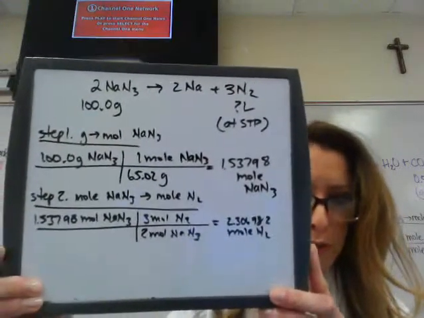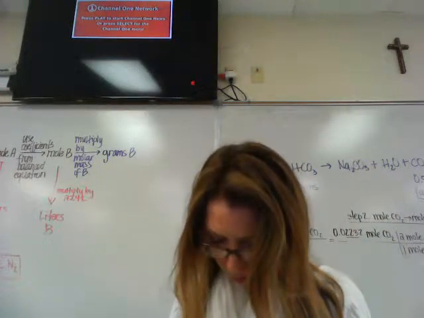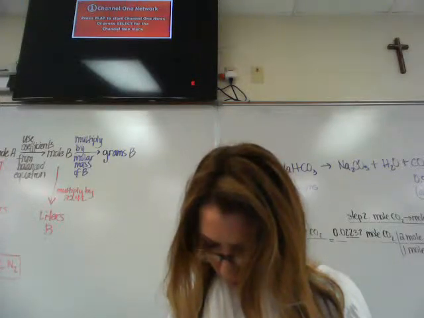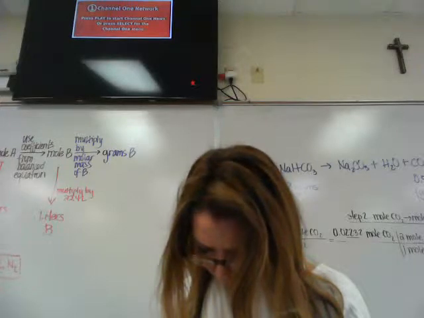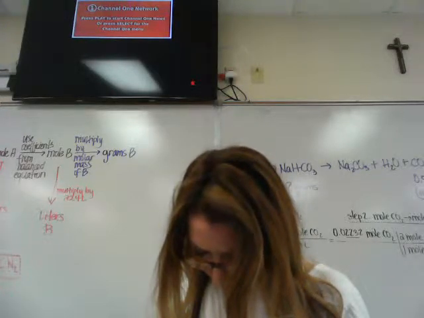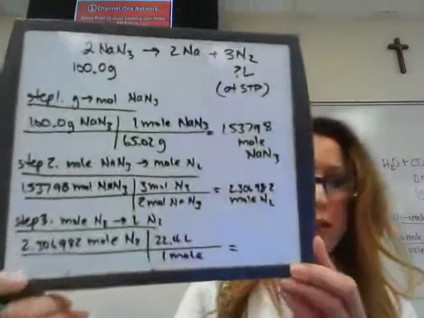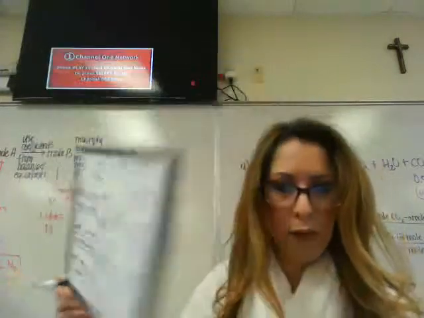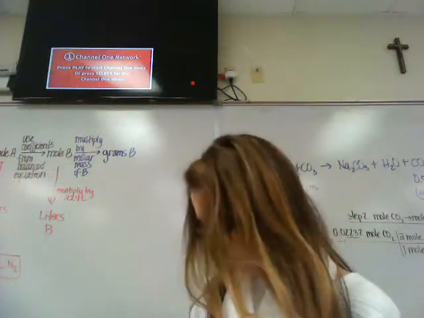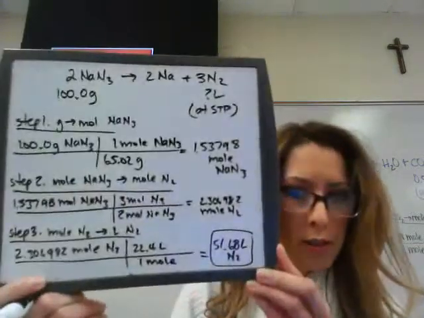Now, in step number 3, you can convert moles of N2 to liters of N2 by using 22.4 liters per mole. And you set it up like this, okay? Multiply it out, you need 4 sig figs in your answer. You're going to get 51.68 liters of N2. Okay?